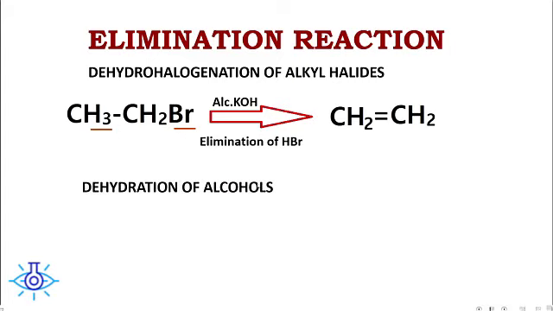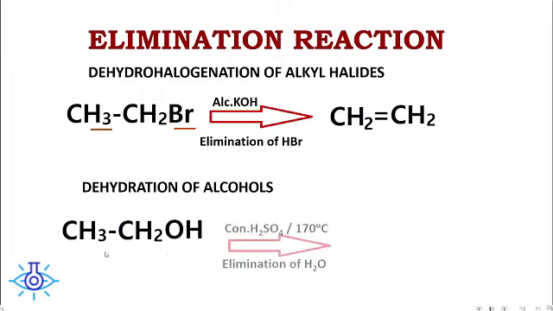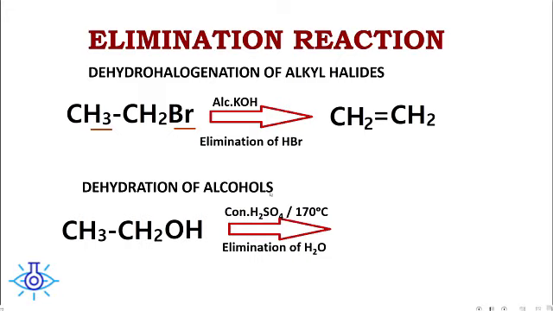Similarly, dehydration of alcohols also involves elimination of water. This is ethyl alcohol. When ethyl alcohol is acted upon by concentrated sulfuric acid, which is a dehydrating agent, it can remove the water molecule from this ethyl alcohol. With concentrated sulfuric acid and heating around 170 degrees Celsius, one OH from this carbon atom and a hydrogen from the next carbon atom is eliminated as water, resulting in the formation of ethylene.